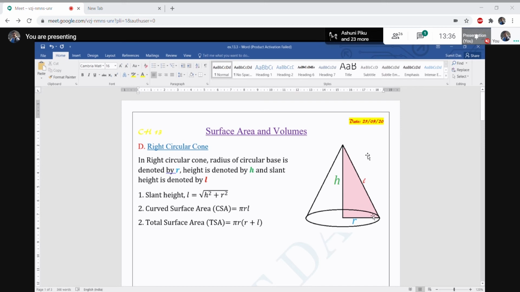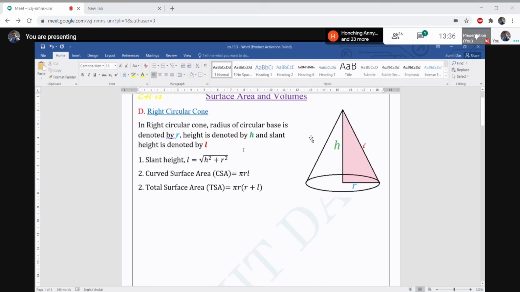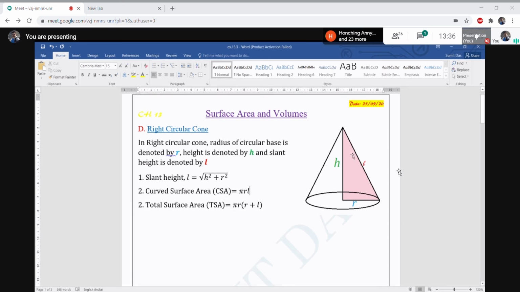If you see this triangular shape, this l is actually denoting the hypotenuse. So that hypotenuse for the cone is called slant height. So in a cone there are two heights: one is normal height, another is slant height. And obviously there is radius. So what is a right circular cone? In a right circular cone, the radius of the circular base is denoted by small r, height is denoted by h, and slant height is denoted by l.